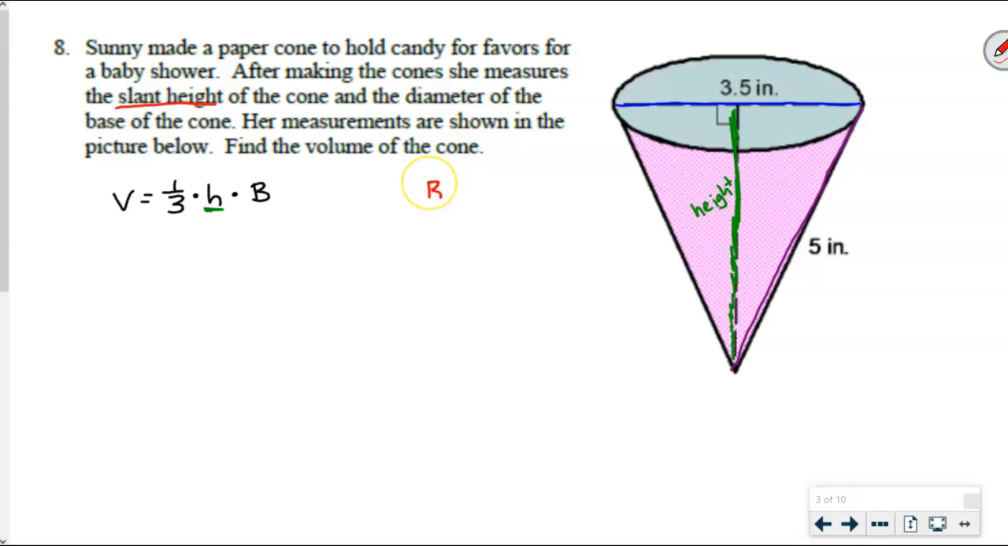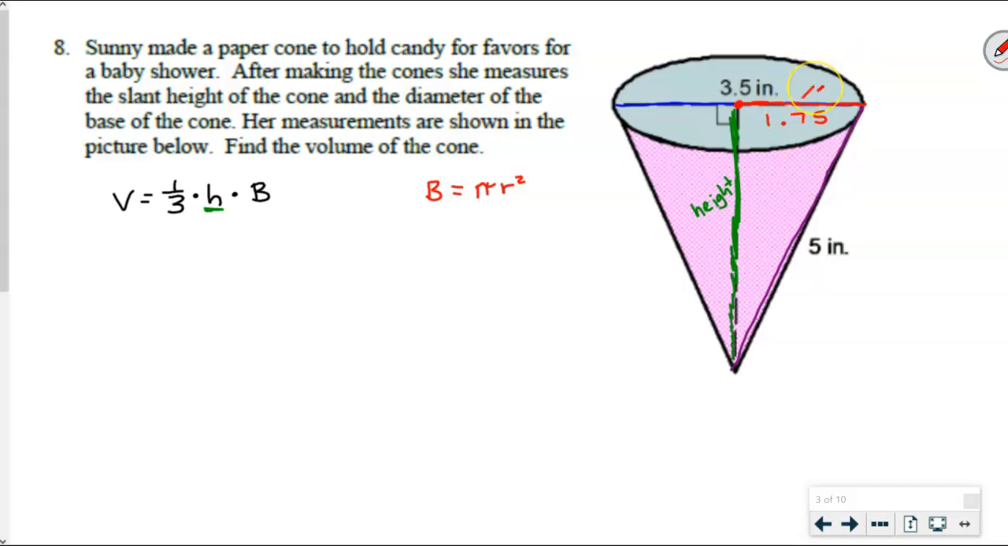The base is equal to pi r squared. What does the r represent? The radius, yes. The r represents the radius. Do we know what the radius is in this problem? No, they gave us the diameter. Can you find the radius that goes from here to here? How do you find that radius? It's half. So half of 3.5 is 1.75. We have calculators, we can use them.